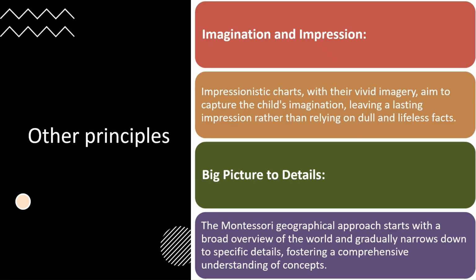Other principles: imagination and impression. Impressionistic charts with their vivid imagery aim to capture the child's imagination, leaving a lasting impression rather than relying on dull and lifeless facts. Big pictures to details. The Montessori geographical approach starts with a broad overview of the world and gradually narrows down to specific details, fostering a comprehensive understanding of concepts.